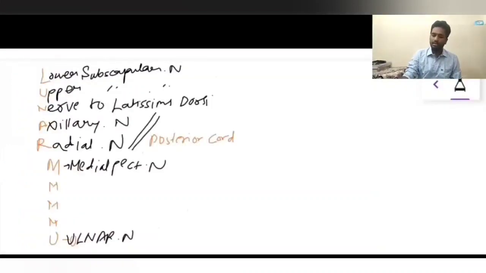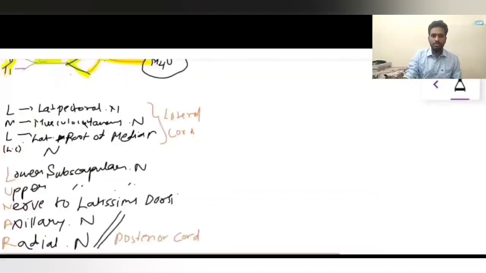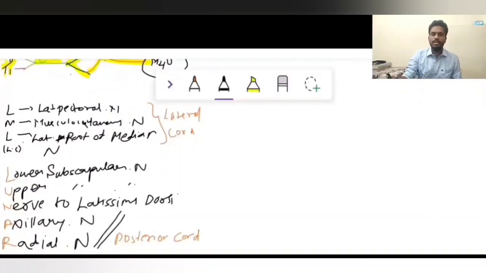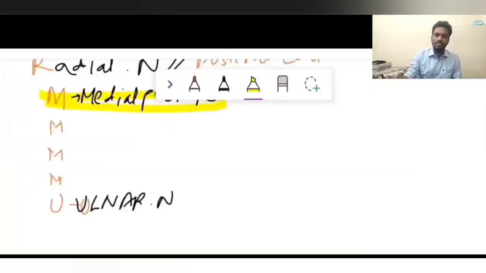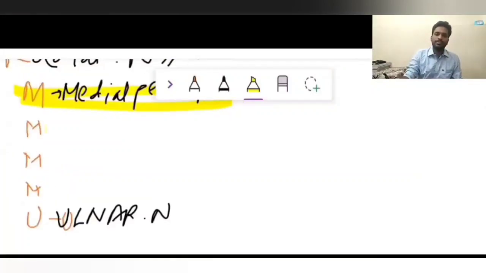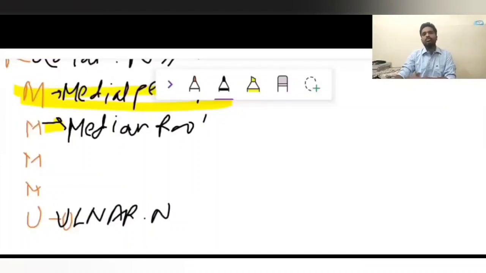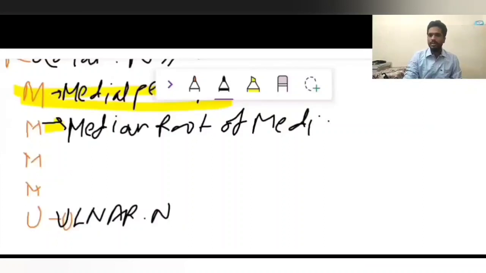In the lateral cord we had lateral pectoral nerve, right? From the medial cord we are having medial pectoral nerve. Okay. Now next, the second M here is medial root of median nerve. Not median, it is medial root of median nerve.